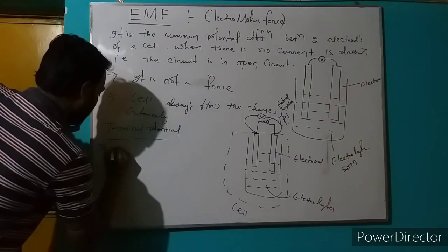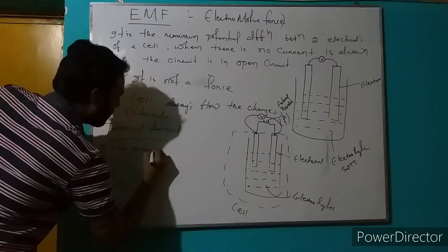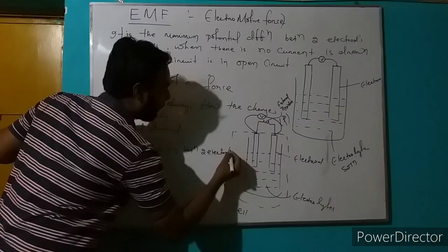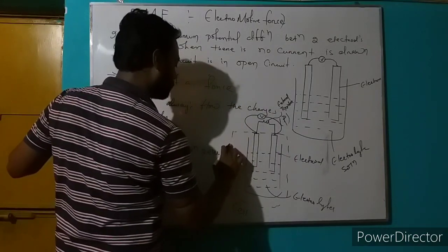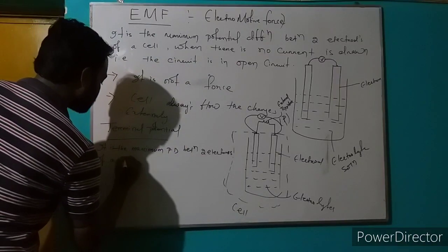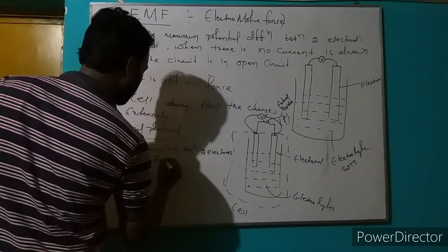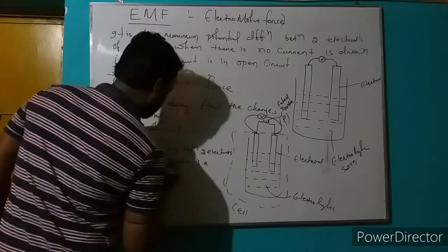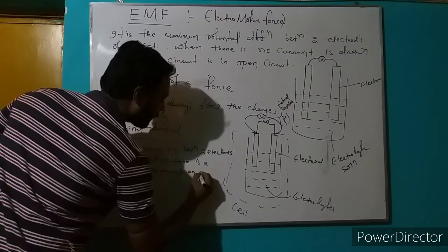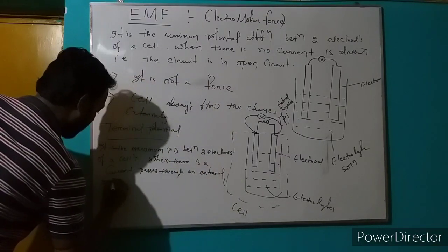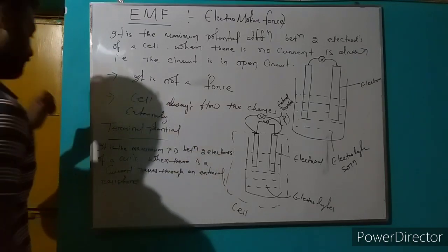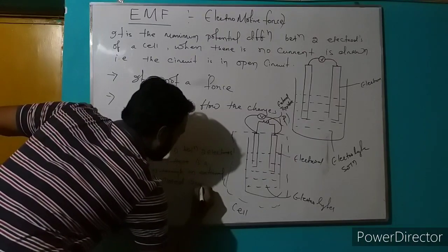Here it is the maximum potential difference between two electrodes of a cell when there is a current that passes through an external resistance in a closed circuit. Clear?